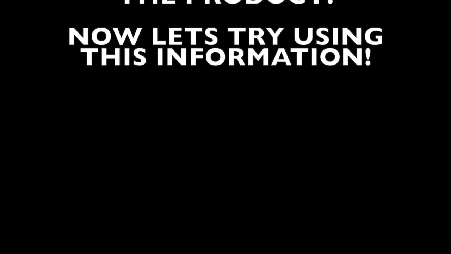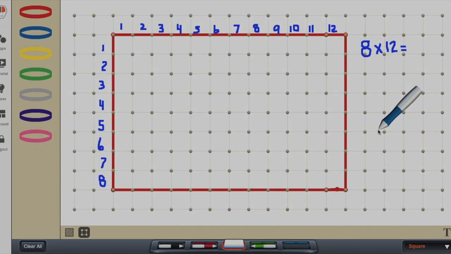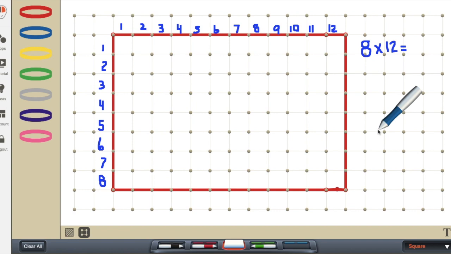Now, let's try using this information. Here I am, boys and girls, back in Braining Camp. I'm on the grid paper here in the geoboard, and I've created this rectangle. I want to see if I can use some of that information that we just saw in the video to find the area of this rectangle. As you can see, this rectangle has a length here of 12 units and a width of 8. So knowing that, I can use multiplication to find out how many squares there are inside this rectangle. I could use 8 rows of 12, or 8 times 12.